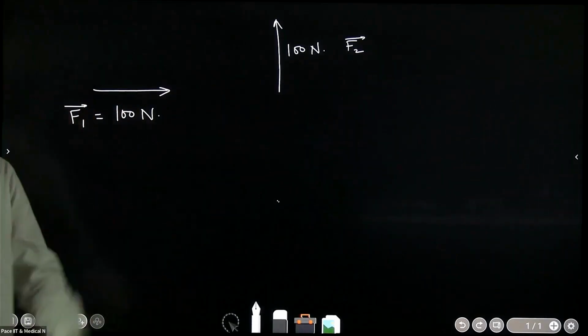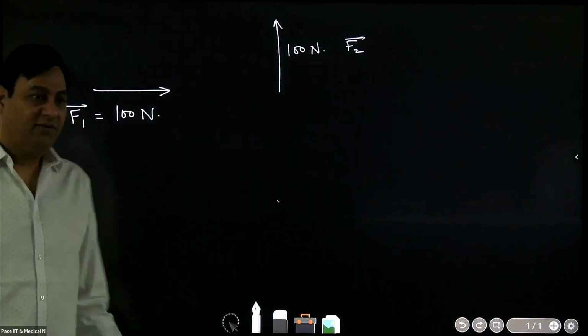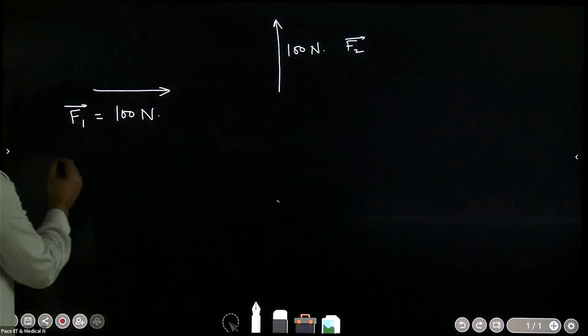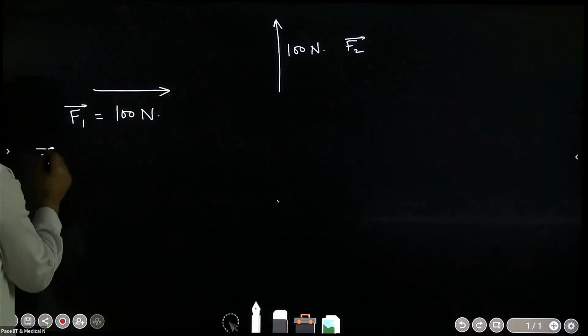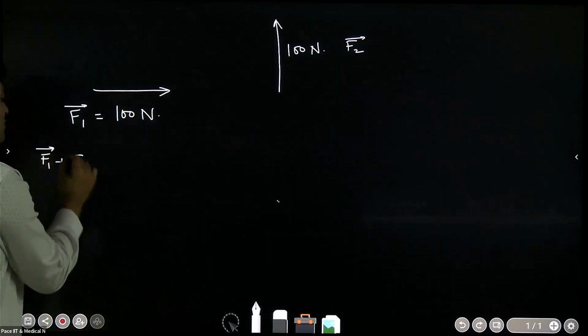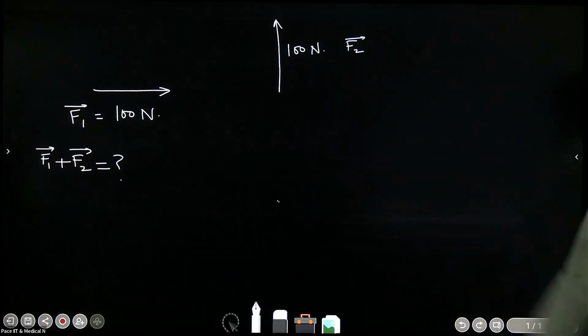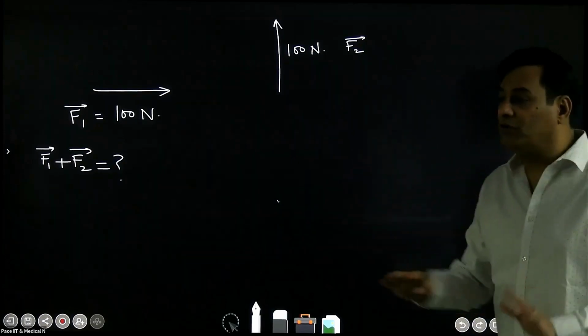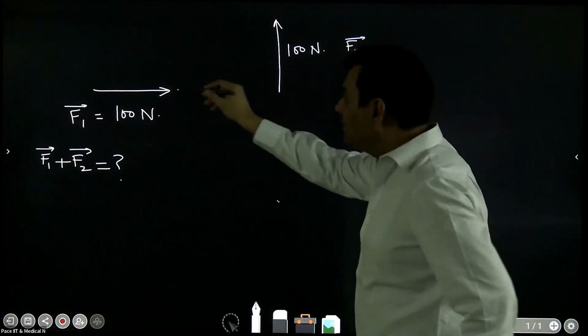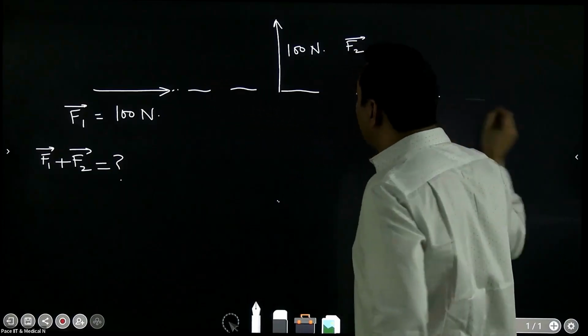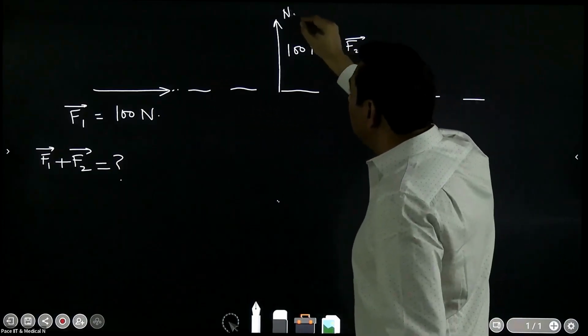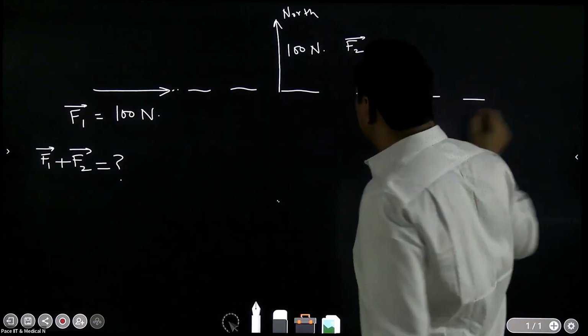Quick. What is F1 plus F2? How do you add these two forces? Try it. They are mutually perpendicular. One is towards the x-axis, towards east, and one is towards north. This is north and this is east.